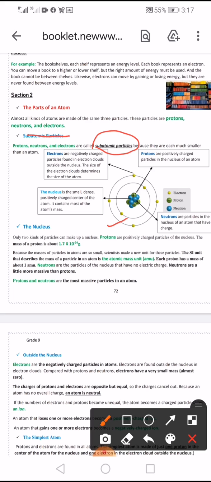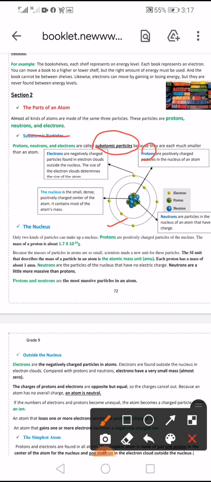What is included in the nucleus? Positive charge particles, which are called protons, like this green one, are found in the nucleus of an element, and the nucleus also includes neutrons. Inside the nucleus there are neutrons.